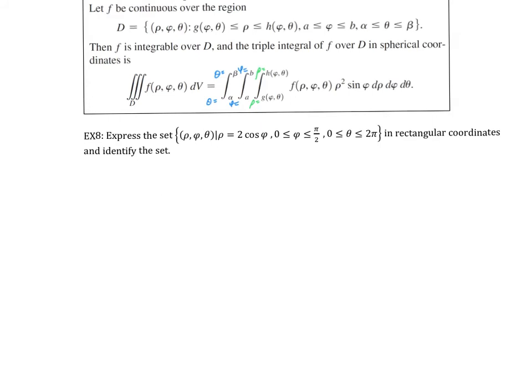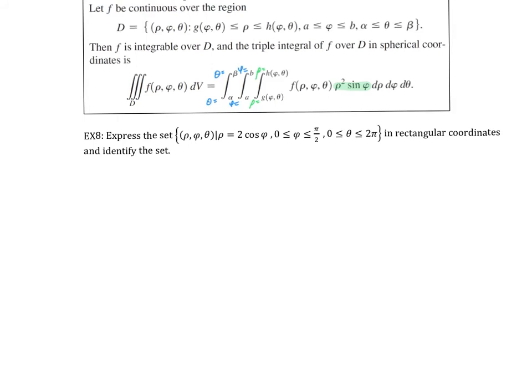Look at the integrand. We have our function, but instead of adding an r in there, we're adding a rho squared sine phi, and then it's d rho, d phi, d theta. So as we add r with polar and cylindrical, we add rho squared sine phi in spherical.